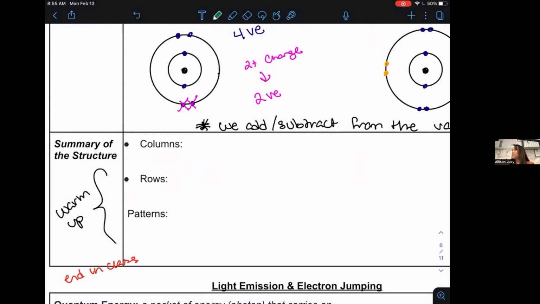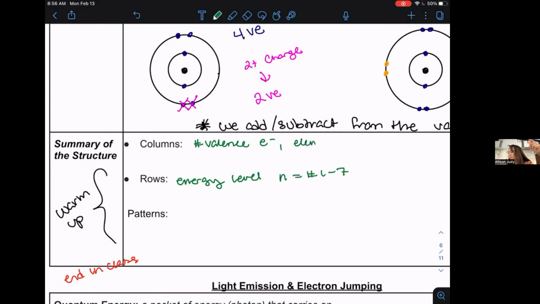Columns indicate how many valence electrons there are, and rows indicate the energy level. Excellent. So columns indicate the number of valence electrons. That's a great pattern to notice. Rows indicate the energy levels, right? And we have rows 1 through 7. Excellent. We also know specific things about columns from the beginning of this unit, right?